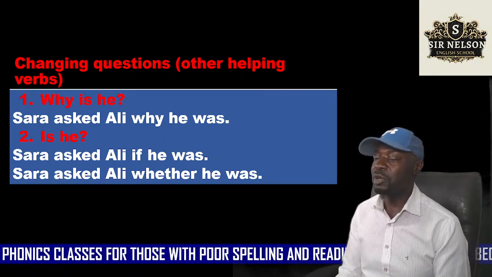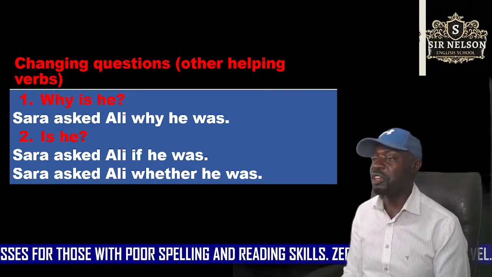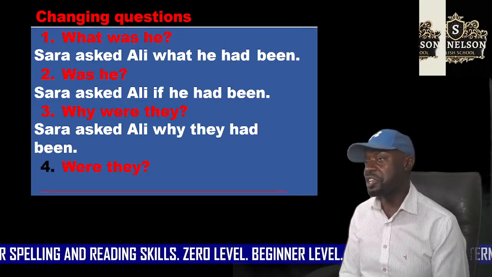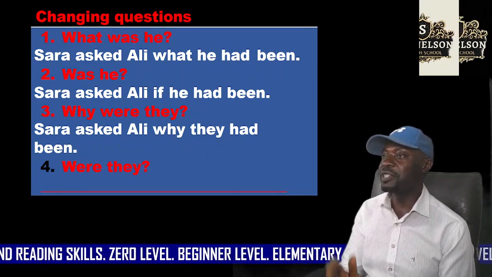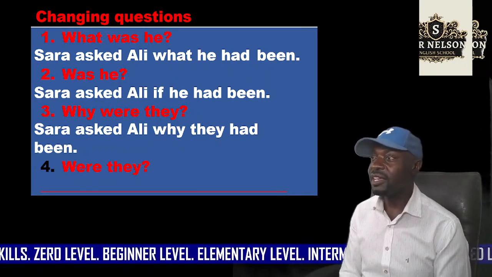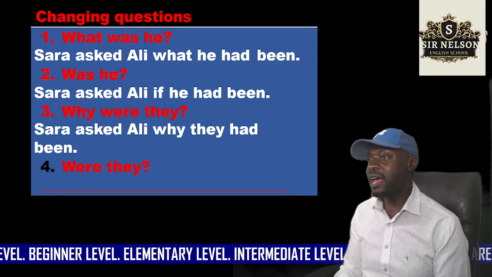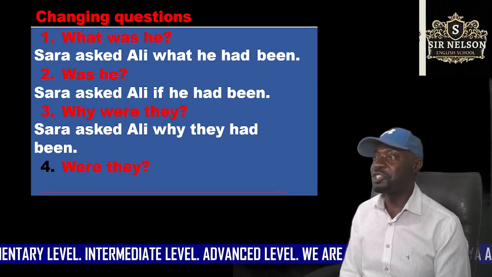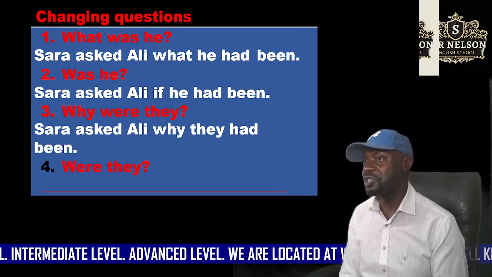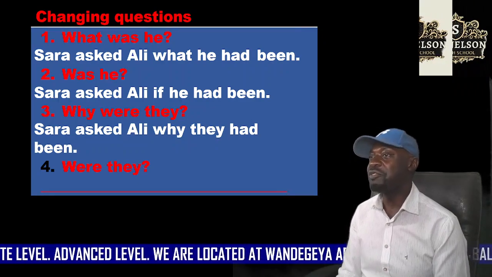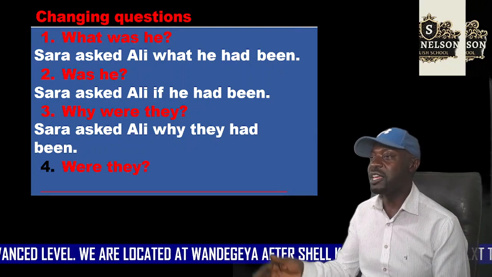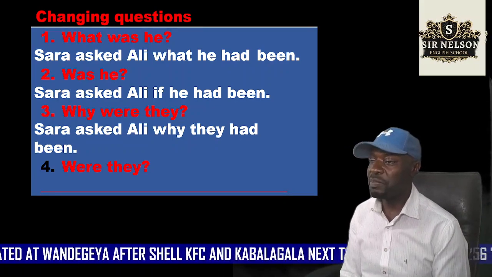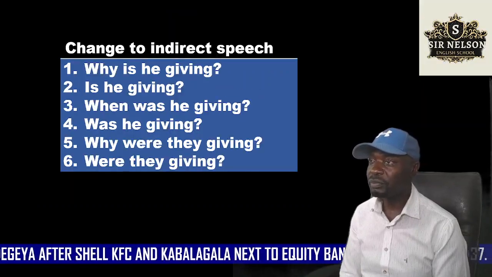Is he? Because of is, we use if. We do the same thing here. Why was he? The helping verb comes before the subject. Now, was and were change to had been, because the past continuous changes to past perfect continuous. Was he? If he had been. Why were they? Why they had been.